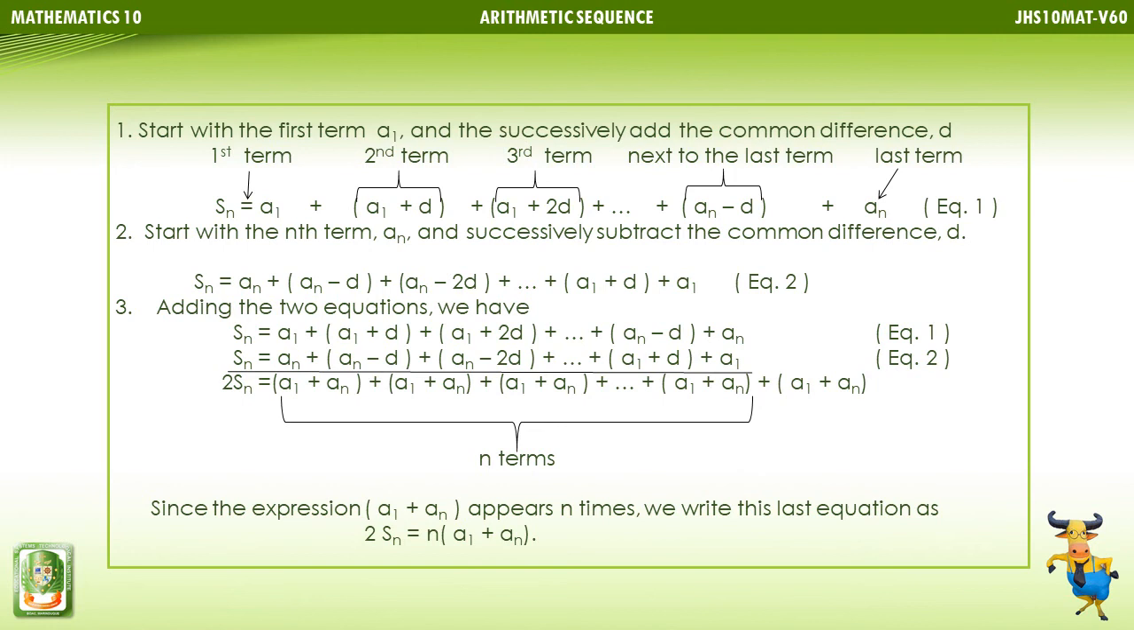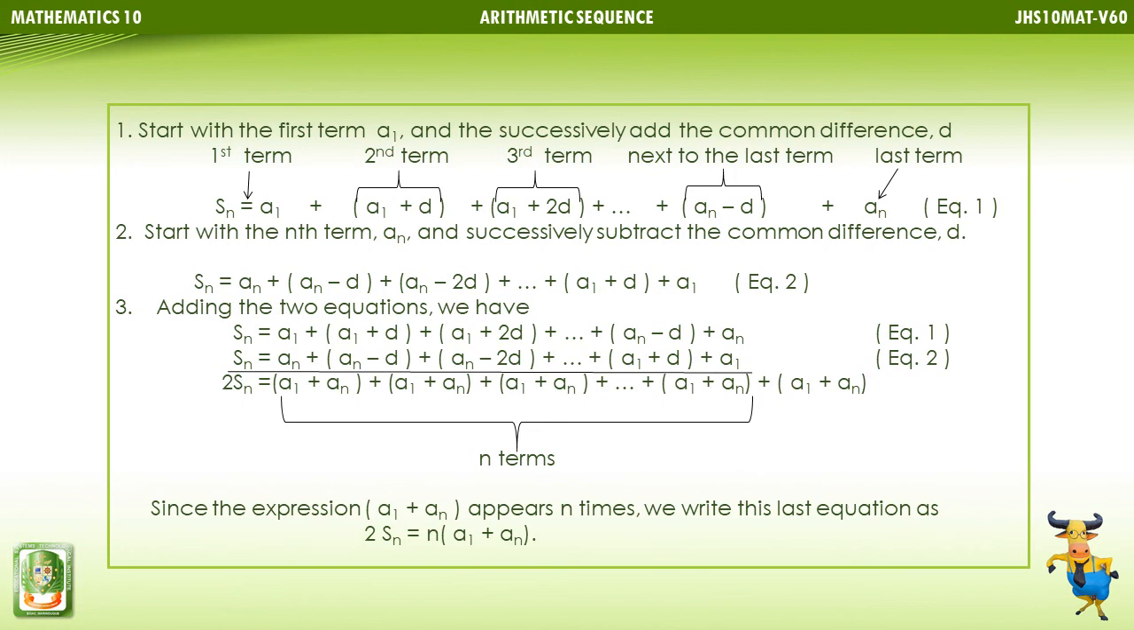Equation 1. 2. Start with the nth term, A sub n, and successively subtract the common difference, d. S sub n equals A sub n plus A sub n minus d plus A sub n minus 2d plus ... plus A sub 1 plus d plus A sub 1.